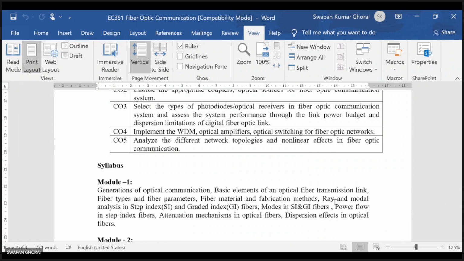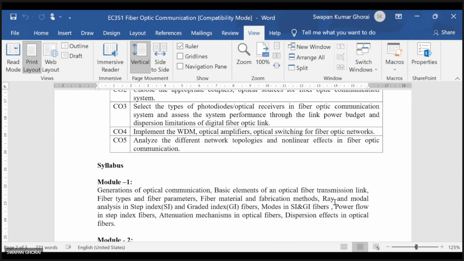So in this context, when you consider the theoretical aspects, using Maxwell's equations we can get the idea of modes. Say the fiber is a waveguide, so we'll see how we can calculate the number of modes in step index fiber or GI fiber. And next we'll see the power flow in step index fibers, and attenuation mechanisms in optical fibers.